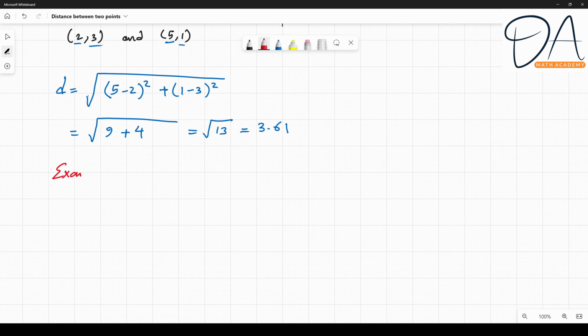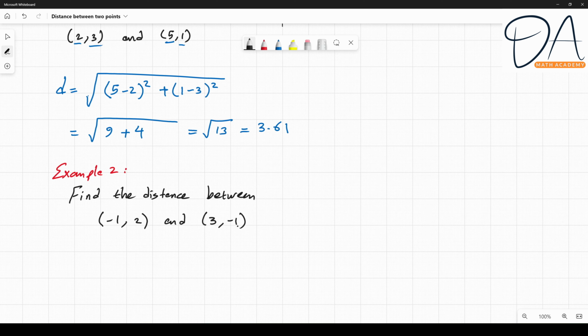Another example. Here we want to find the distance between the 2 points (-1, 2) and (3, -1). Again, we can use the formula directly. And notice that it doesn't really matter whether the coordinates are positive or negative, the formula will still work. So if we start from the first point, we take the difference between the x coordinates, so -1 minus 3, squared, plus 2 minus -1, and minus and minus give you plus, so you get plus 1, squared.